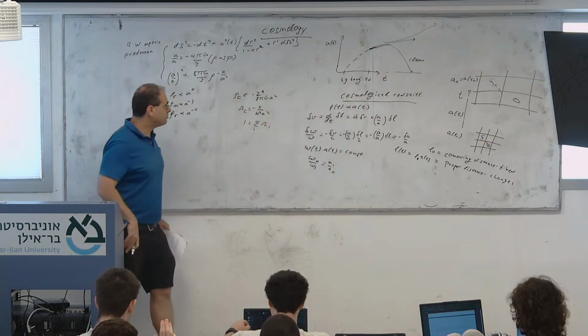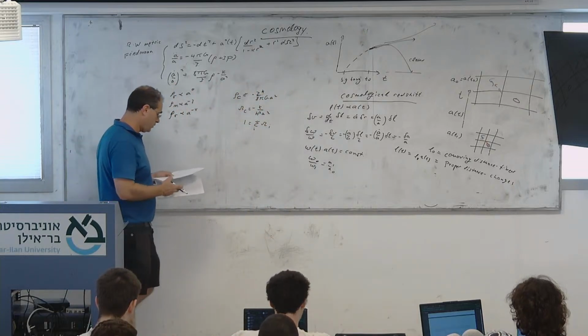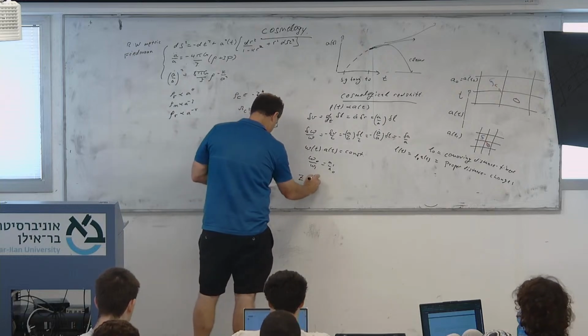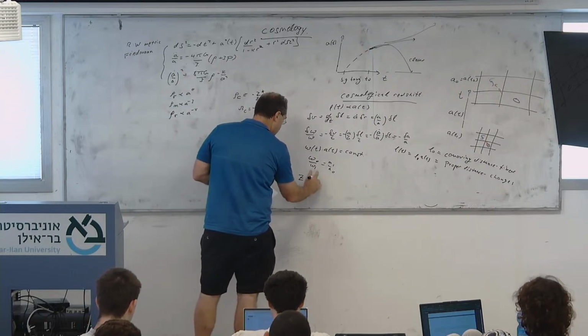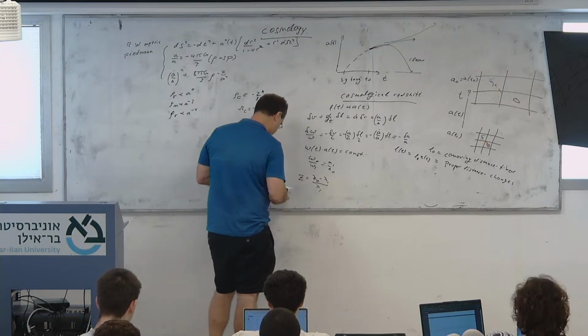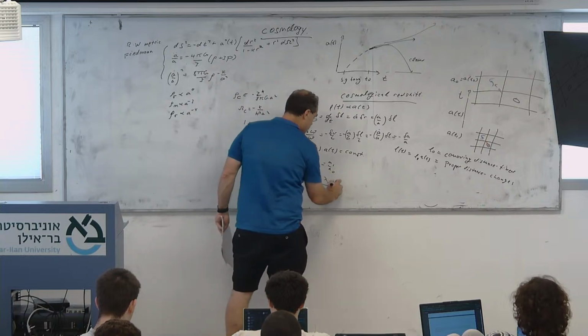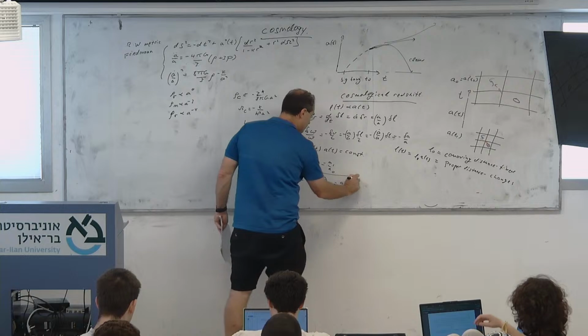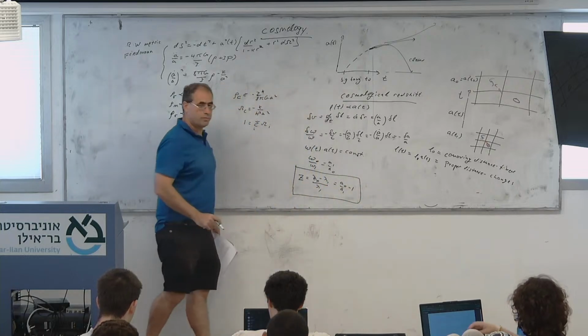And so it's customary to define the redshift z as lambda 0 minus lambda 1 over lambda 1, which is a0 over a1 minus 1. And that is something which we measure.